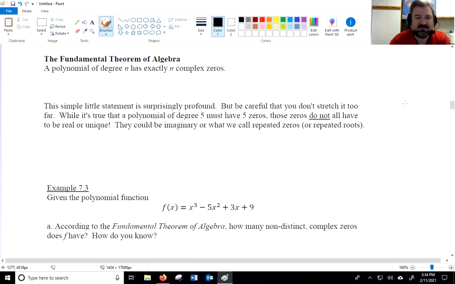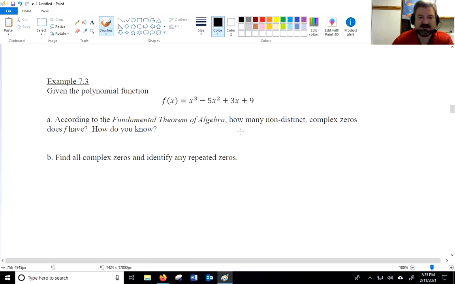We know that a polynomial of degree n has exactly n complex zeros. That's what the fundamental theorem of algebra says. Now, with theorems in math, you need to be careful not to overstretch it. This theorem says that a polynomial of degree n will have n complex zeros, but it does not say that they'll all be unique. They could be the same zero multiple times. And it also doesn't say that they're all real. It says they're complex. So let's take a look at some different examples, and we'll see some of the special cases.